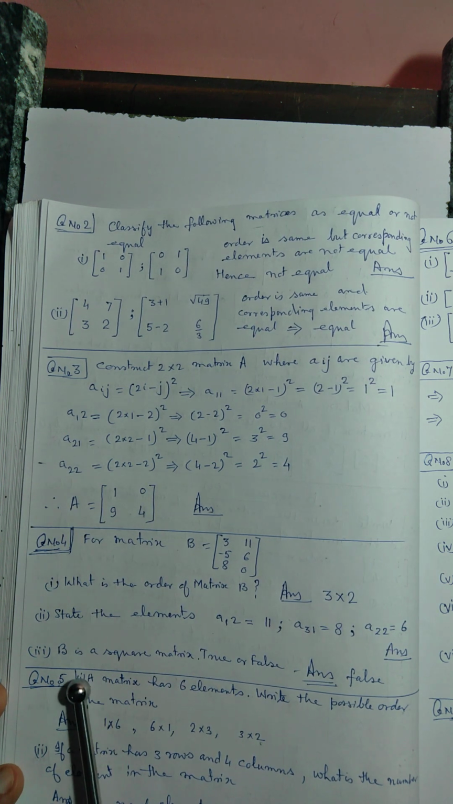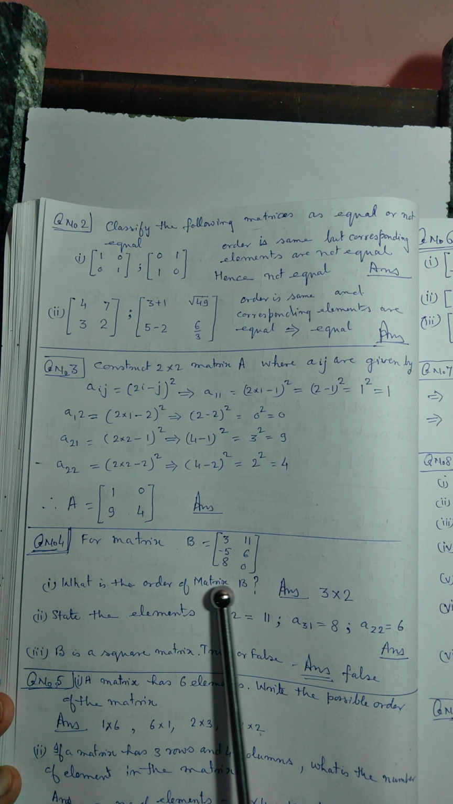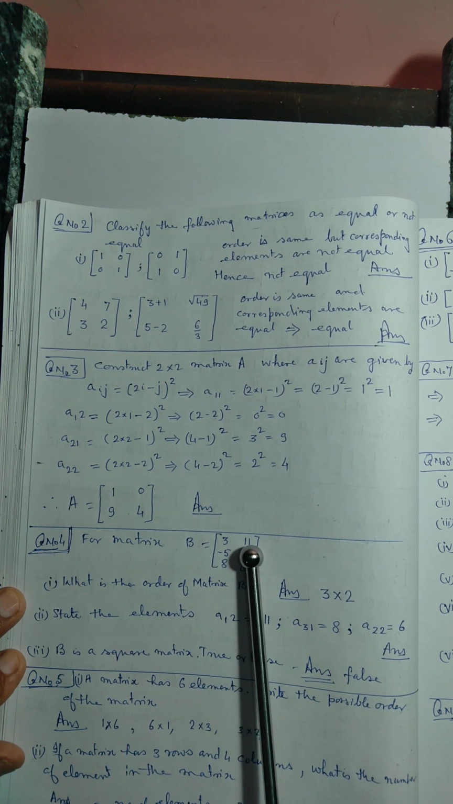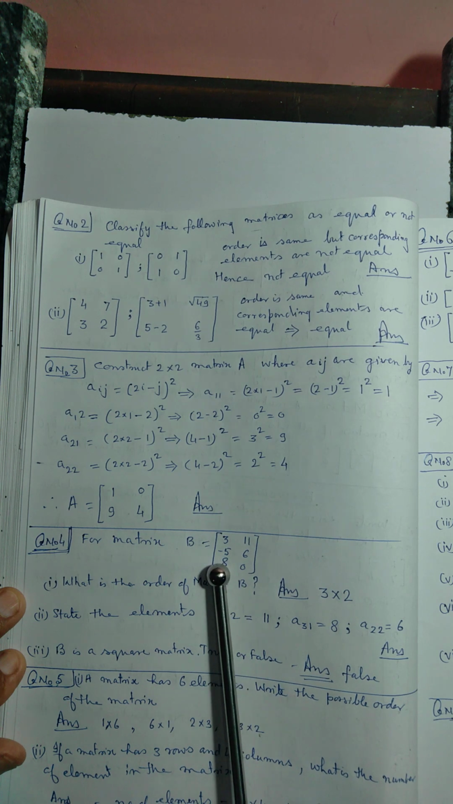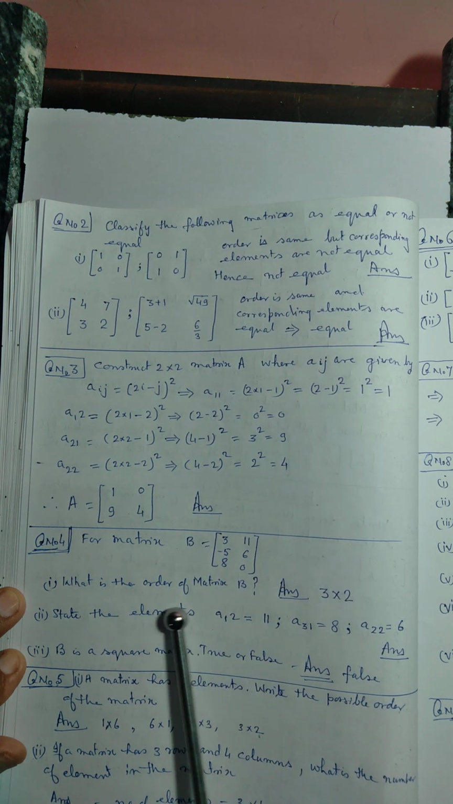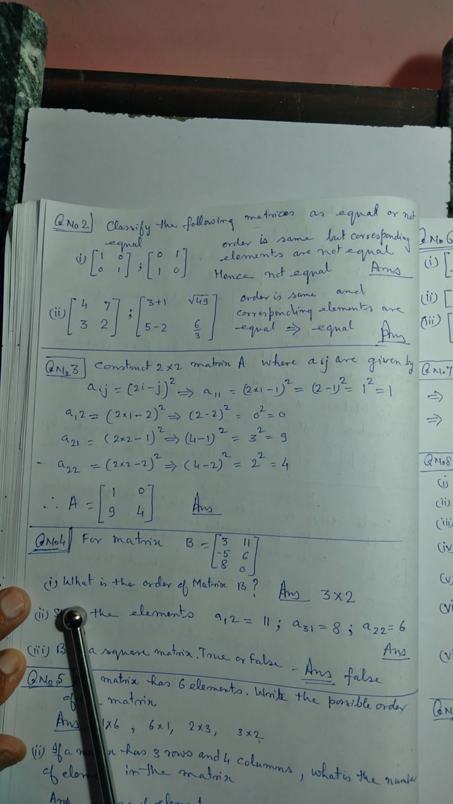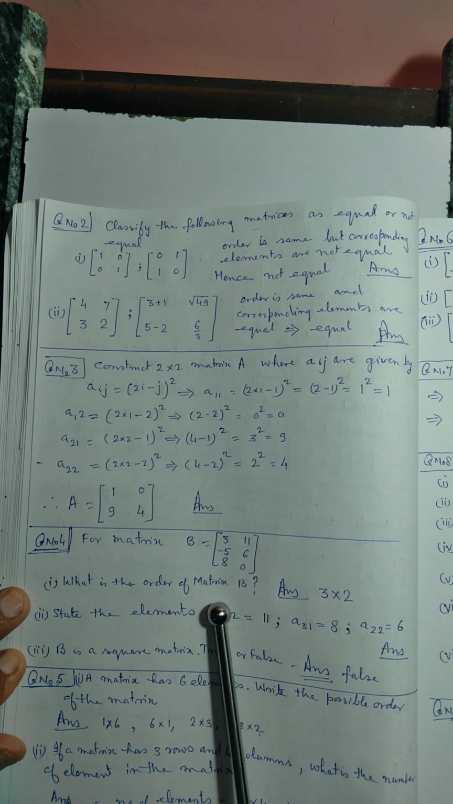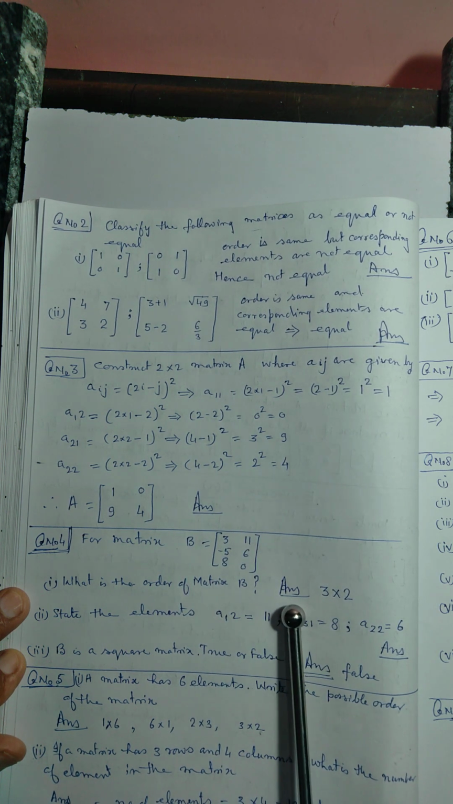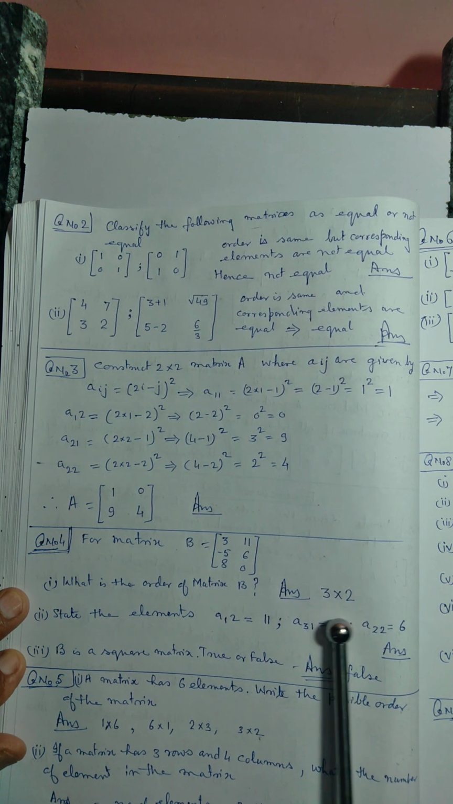Now come to question number 4. For matrix B, you see, matrix B is given, that is 3, 11, minus 5, 6, 8, 0. So the question is asked here, what is the order of the matrix B? Means 3 rows are there, 2 columns are there. So the answer will be 3 into 2.